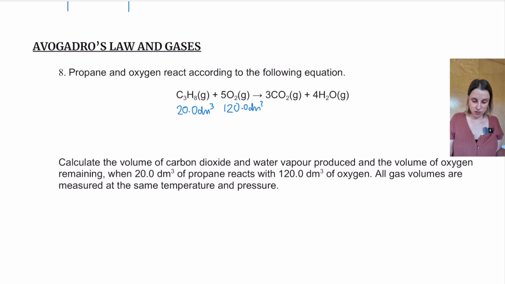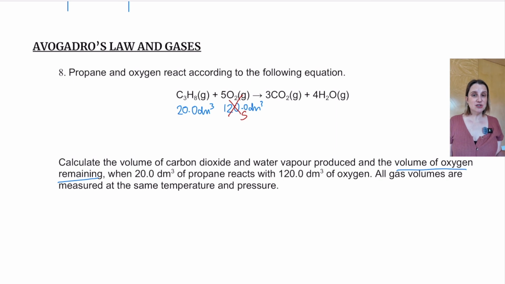Now what they've told me in this question is the volume of oxygen remaining, which immediately tells me that this one is in excess. So I'm not going to count that too much. We can talk about how you would do that in R2.1 and how you would work out the limiting reagent, but they kind of told you the answer here. So if we've got 20 dm cubed of propane, what do we do with that?